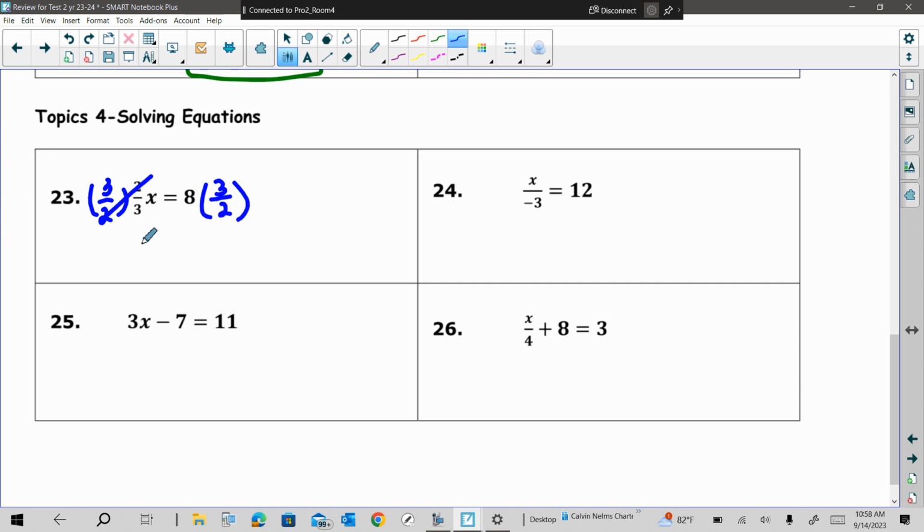That means the fraction's gone. We need to do in our calculator 8 times 3/2. Use your calculator, guys. Yep, sorry, x equals 12. So on your test, I will be checking that you show the correct step. I'm going to check that you show the multiplying by the reciprocal, and then you show how to get to the final answer.